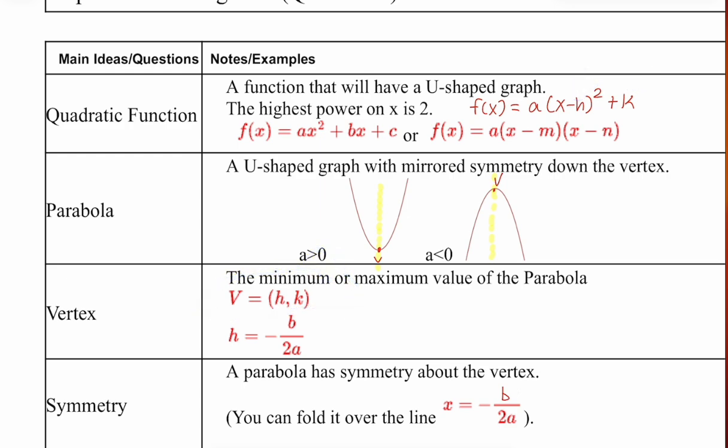Now, if you aren't visibly going to see what the function's vertex is, if you can't see that h, if it's not showing itself very clearly, there's a calculation we can always do to find the x value of our vertex. That h value, that x value is always negative b over 2a. Okay, so that's important to know.